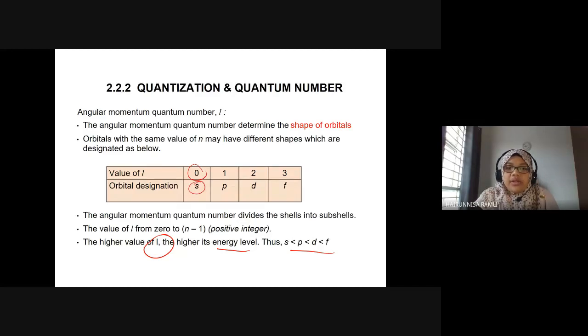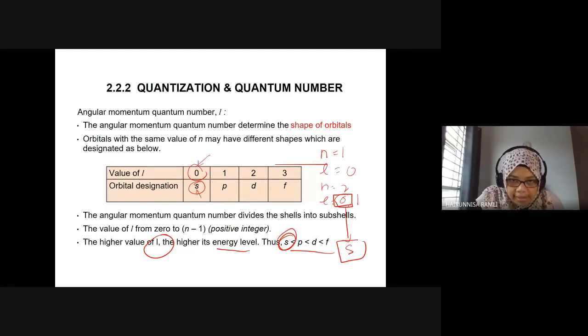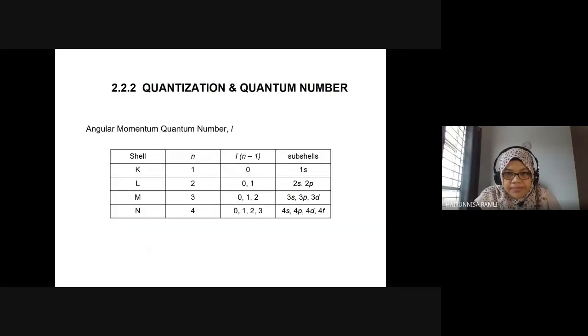Okay, so we know that setiap N akan ada at least S. At least. Sebab N yang paling rendah adalah 1 kan? At least L dia kosong. Sebab kalau N awak 2, L awak ada juga kosong. Tapi ada 1. So ini 0 ni tadi adalah S, right? Is the lowest. This one. Okay, clear ke so far? Okay, thank you. Okay, so now let's combine.